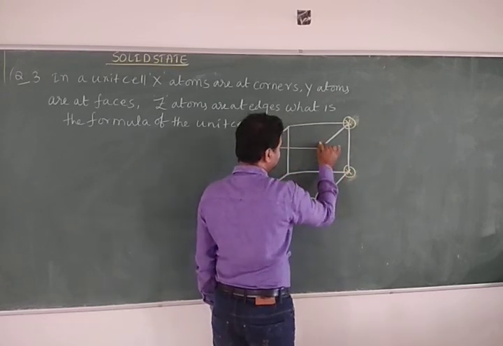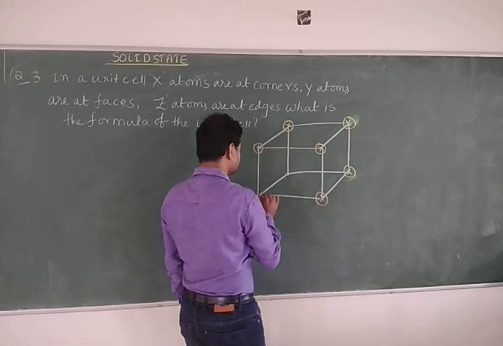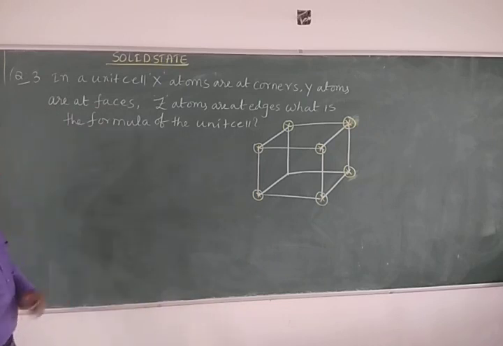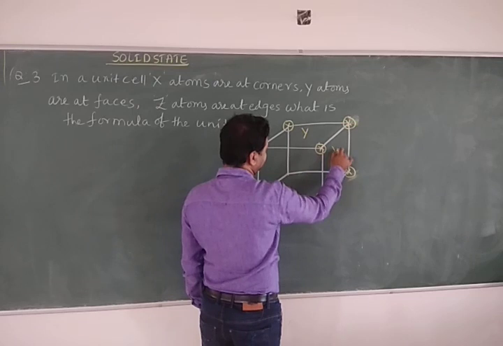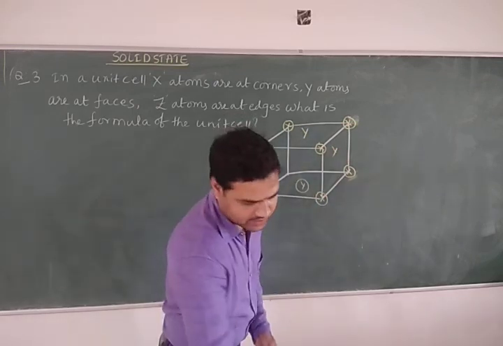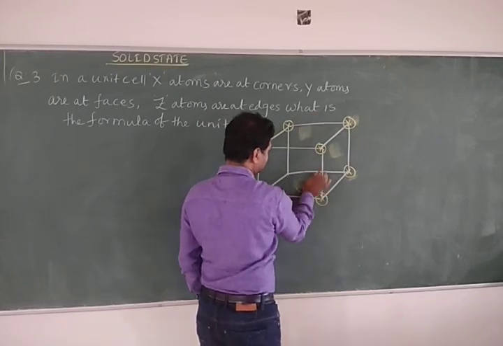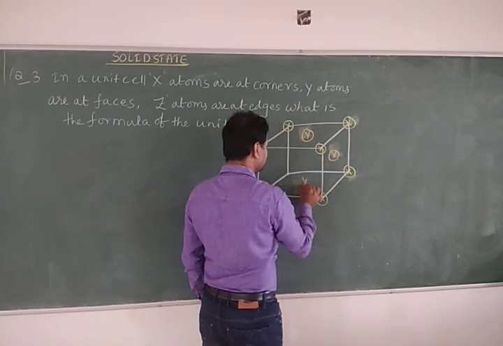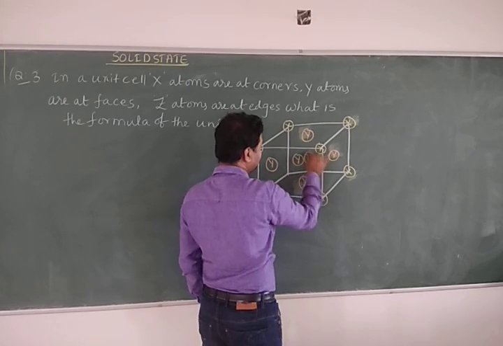Corners, we are writing all the X atoms. Next, when Z atoms are at, Y atoms are at what positions? These are the faces. 1, 2, 3, so I am writing here, these are the atoms located at the faces. 1, 2, 3, 4, and here 2 faces, one front side, one back side.